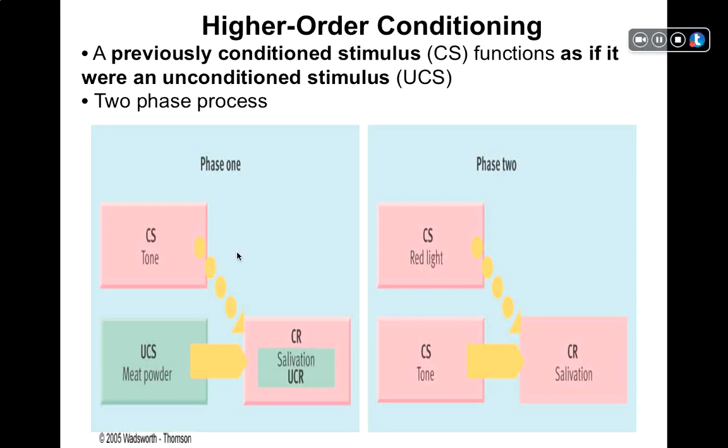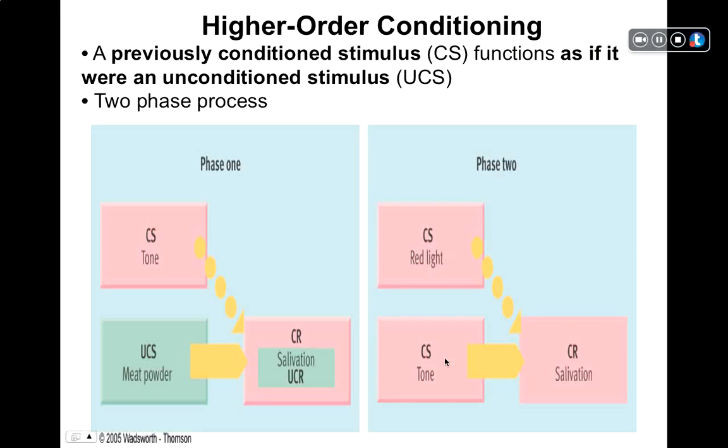So that's phase one. Phase two, suppose we want to train the animal to salivate in response to a red light. Well, now we can do this. We can take that previously conditioned stimulus, the tone, plug it in here as if it were an unconditioned stimulus, present the red light about a half second in advance of the tone, and sure enough, over repeated trials, the animal will salivate in response to the red light. So that red light is now a conditioned stimulus that can draw forth a conditioned response to salivation.